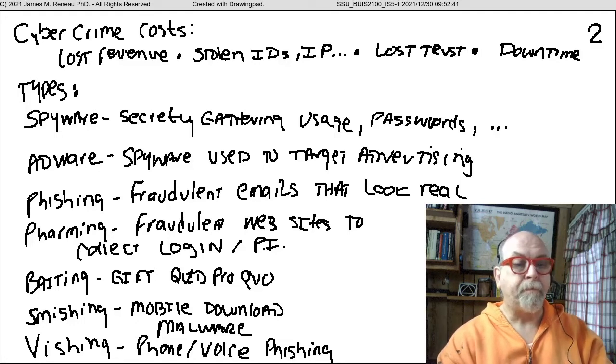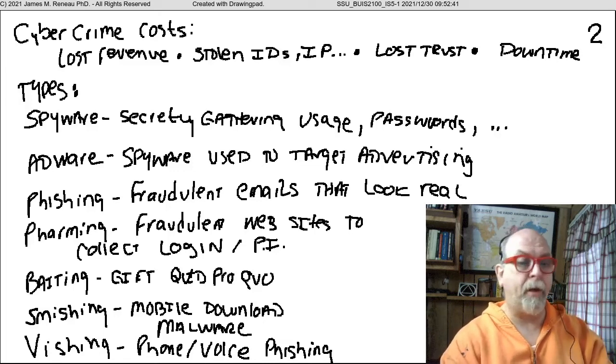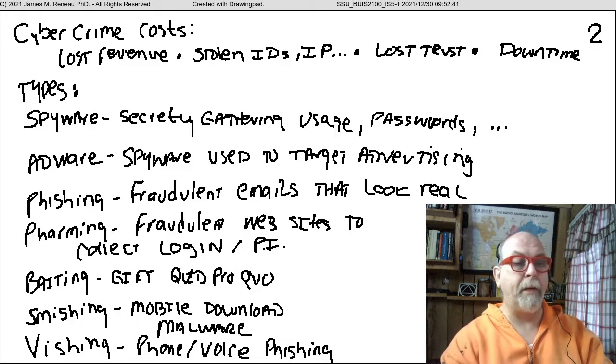Farming is where we actually create fraudulent websites. For instance, if you misspell Google, you might be taken to one of these fraudulent websites that looks like Google, but it really isn't. And that's called farming, where you set up these fraudulent sites to try to collect logins and password information and personally identifiable information.